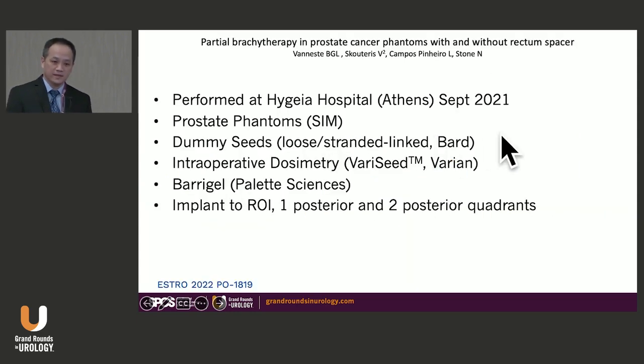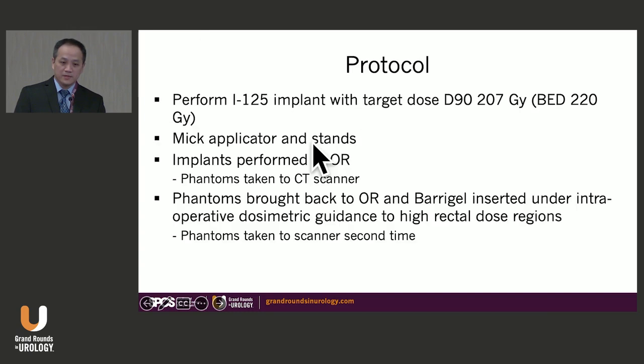I think Dr. Stone already presented this, and I don't want to go over it again. This is the study they did back in 2021. They implanted using LDR for focal therapy in the phantom. So I'm going to skip this slide.